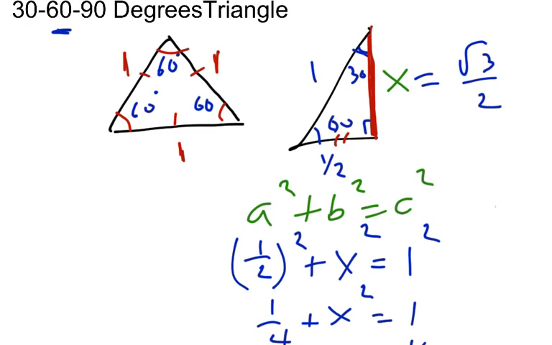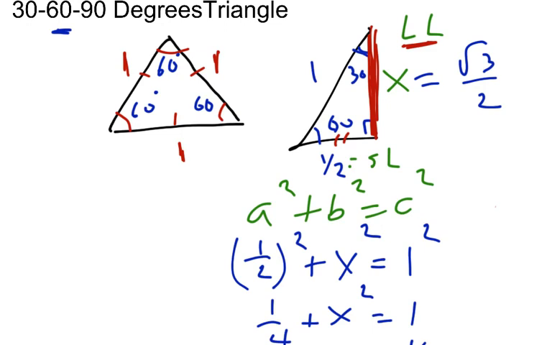So every time I have a 30, 60, 90 triangle, in geometry this leg is called the long leg, and this leg over here, the 1/2, is the short leg. Why? Because the long leg is opposite to the bigger angle, which is 60. The short leg is opposite to the small angle, which is 30. So that's how you know which one is the long leg and short leg.